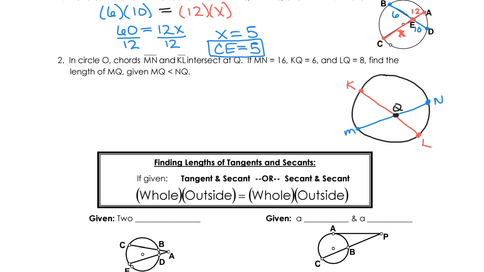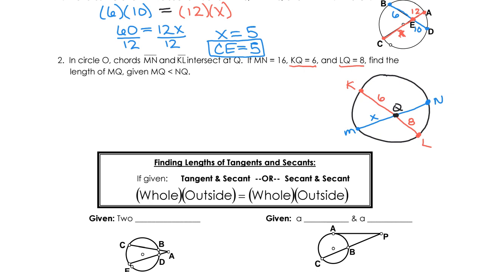And that if MN is 16, now that's a little bit tricky because MN is the whole chord. So that's a little hard to label. So I'm going to hold off on that information. I'm going to see what else they give me, guys. KQ is 6, and that is one of the parts. So we'll put 6 there. LQ is 8, and that's the other part. So we can put that there. They want you to find the length of MQ. MQ, we'll put an X there because that's what we're trying to find the length of.